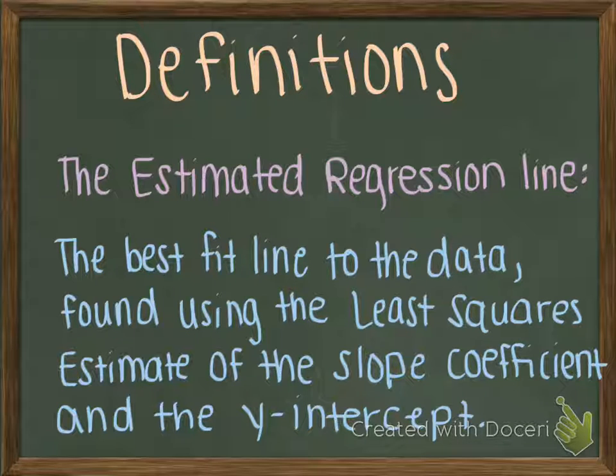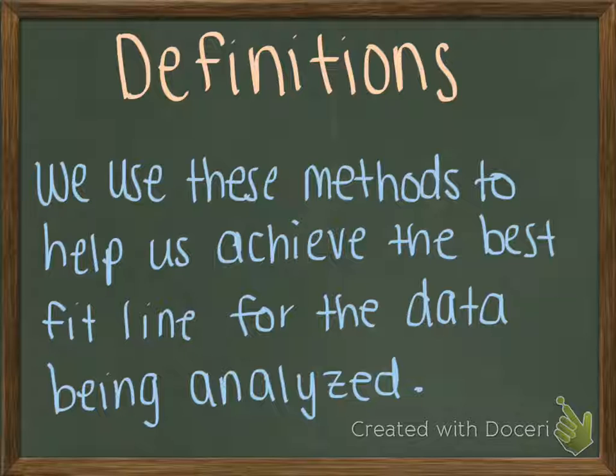The estimated regression line is the best fit line to the data. It is found by using the least squares estimate of the slope coefficient and the y-intercept and putting it into a formula. We use these methods to help us achieve the best fit line for the data we are analyzing.